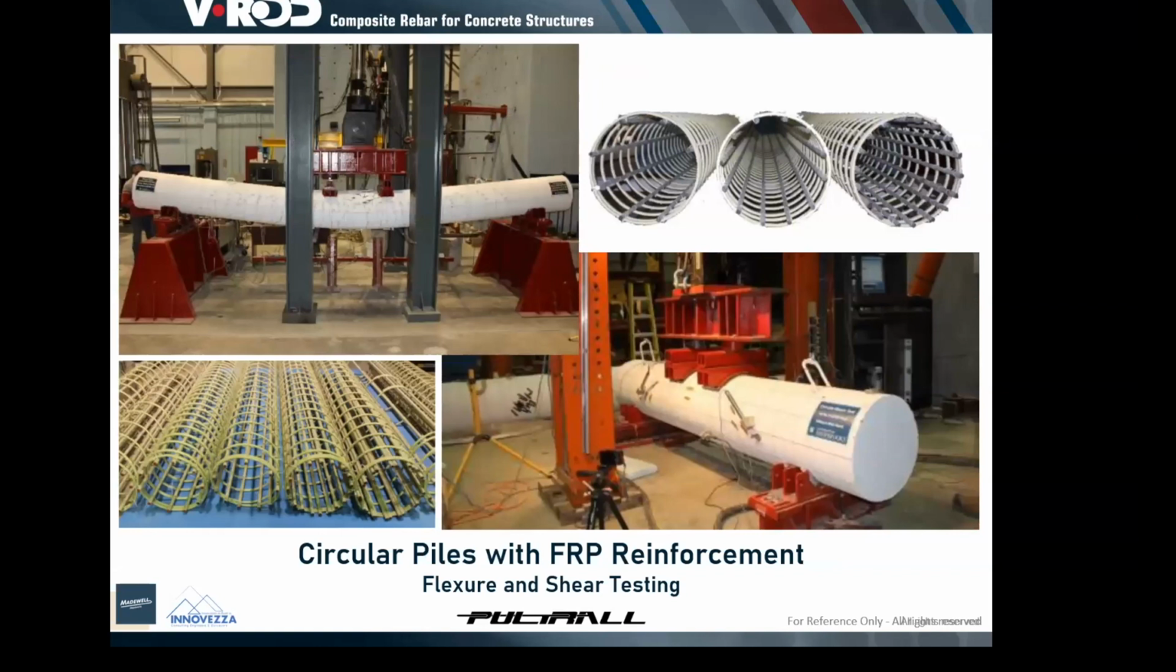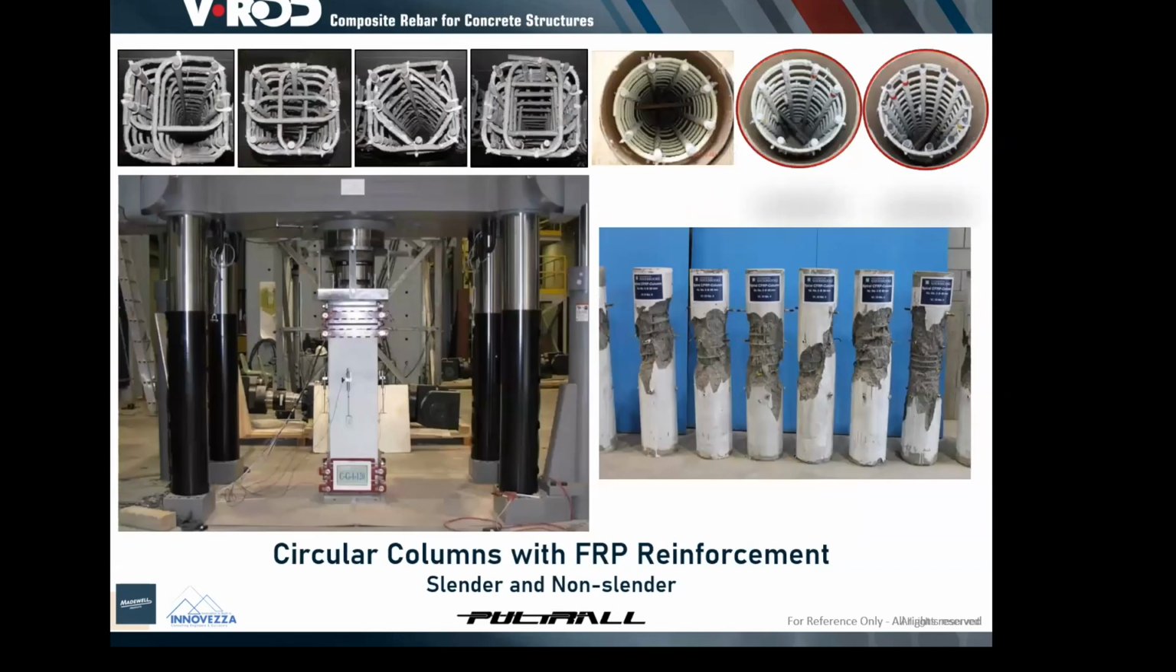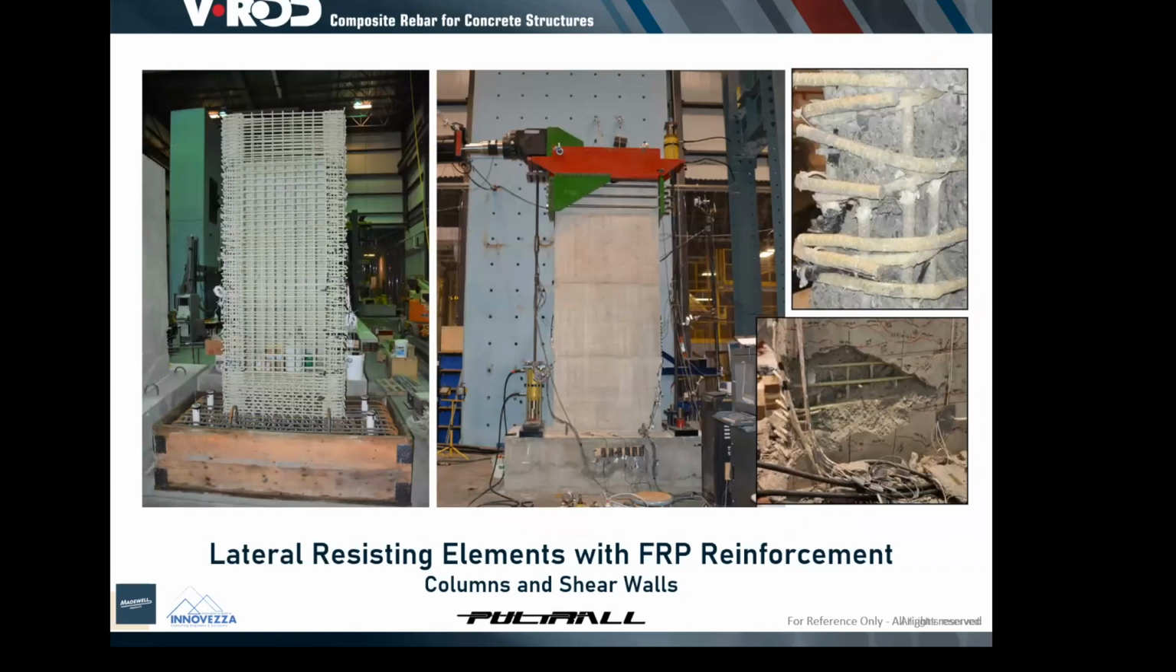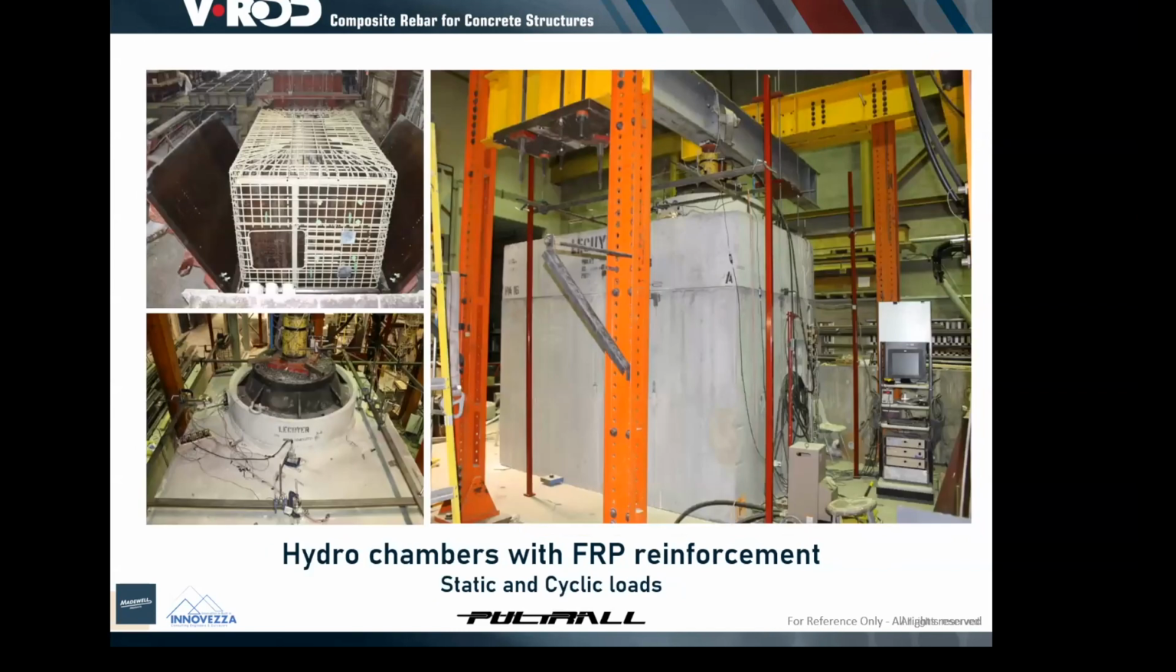These are also circular sections under flexure, under shear, and columns, rectangular columns, circular columns. Columns have been tested under concentric loads, eccentric loads, and so on. Even columns under cyclic loads for lateral resisting systems. Shear walls, small walls, short walls, all have been tested in labs under cyclic loads for lateral resisting systems. And these are underground chambers that have also been tested and are currently being used by Hydro-Quebec in most of their underground chambers.